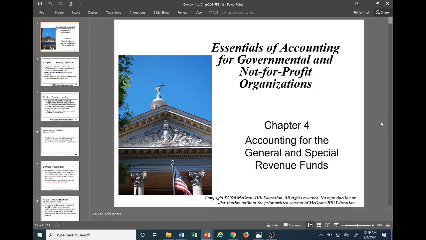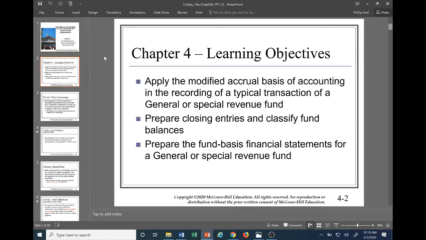So chapter 4 is accounting for the general and special revenue funds. Our learning objectives for this chapter: we want to apply the modified accrual basis of accounting in the recording of a typical transaction of a general or special revenue fund. So we're going to get into how we actually make these journal entries. It's going to be some typical transactions that we would expect a government or a different municipality to actually make into these type of funds.